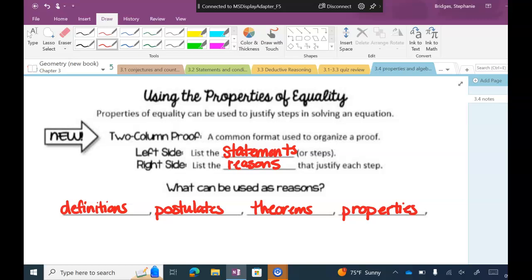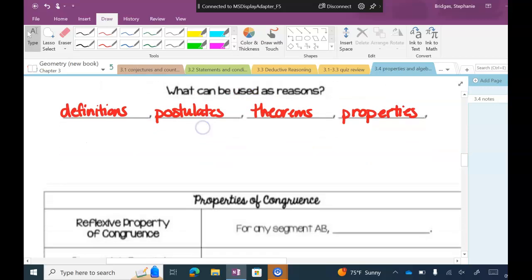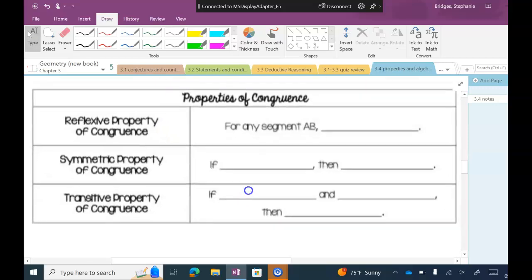Now, all of the properties we just discussed are properties of equality, which means equal signs. There are a few properties that can also be used in congruence. Not all of them can be used with the congruent symbol, only a few of them. Is everybody ready? Sure. Okay. Glad to hear that. We're going to start with the reflexive property of congruence.